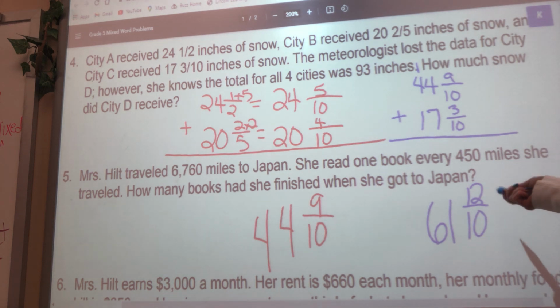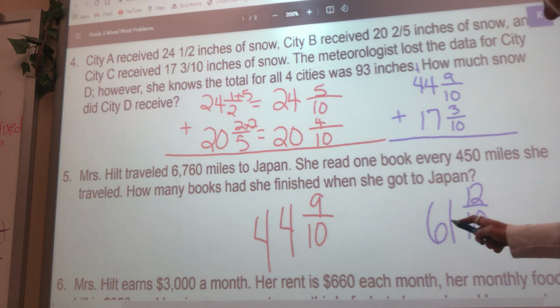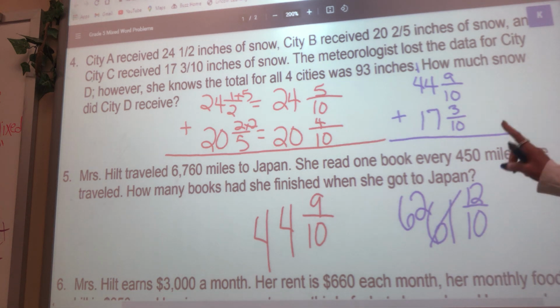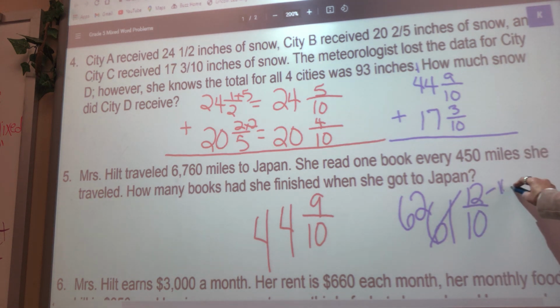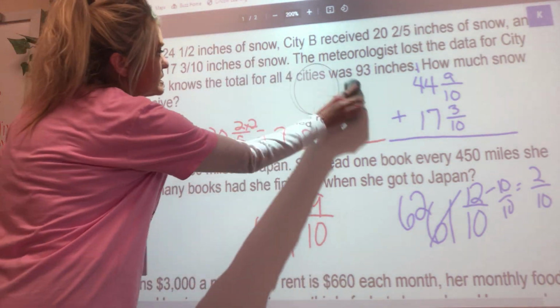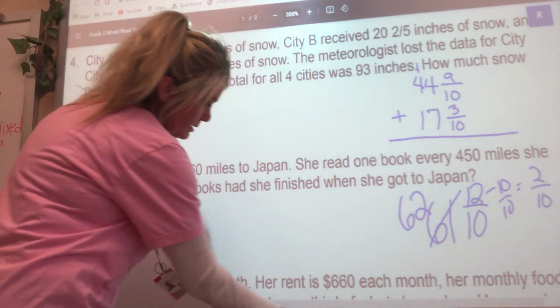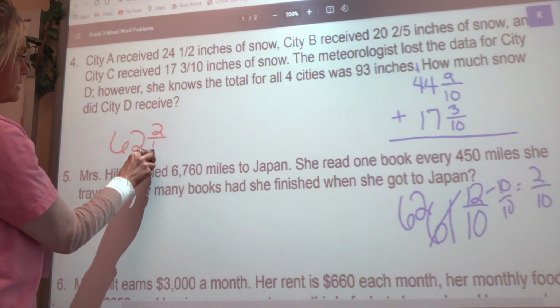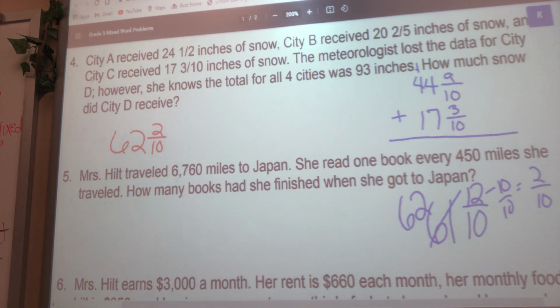Well, that doesn't make a lot of sense because that number's higher. Okay, so we have an improper fraction right here. So 10 goes into 12 one more whole time. So that would make us have 62 wholes. And 1 whole is equal to 10/10. So if we took away 10/10, we would be left with 2/10. So all together, all 3 of our cities got a total of 62 2/10 inches of snow.